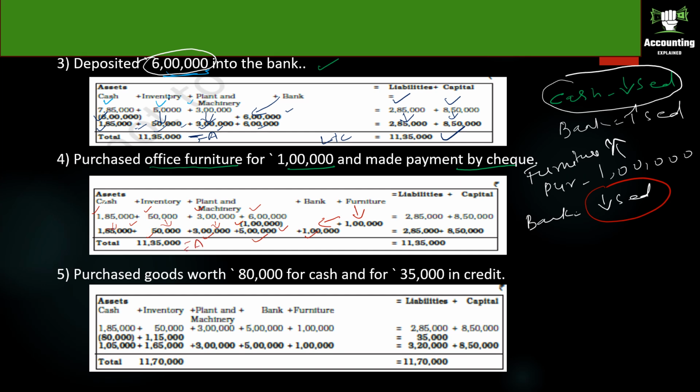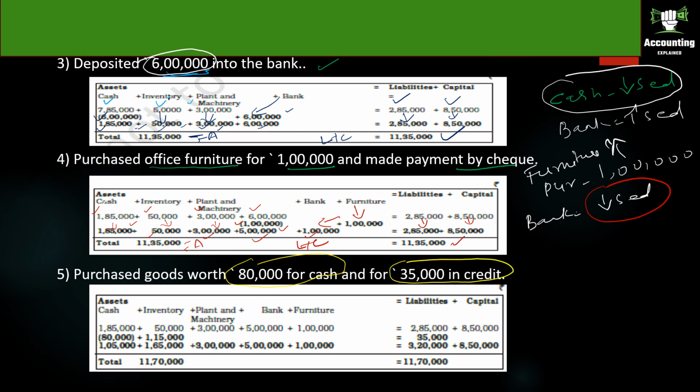So 1,85,000 plus 50,000 plus 3 lakhs plus 5 lakhs plus 1 lakh is 11,35,000 is your assets. And your liabilities taken from the previous transaction, same. 2,85,000 plus 8,50,000, it is 11,35,000. L plus C. Next, purchased goods worth 80,000 for cash and for 35,000 in credit.